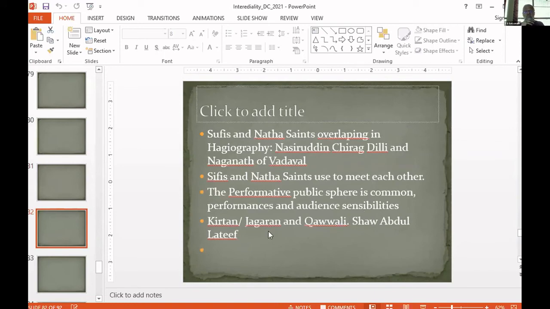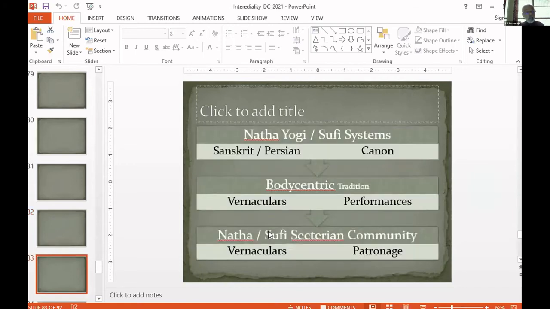We have Sufis and Natha sects overlapping in hagiography. For example, in Vadavar, in Maharashtra, Nasiruddin Shah Chirag Delhi and Naganatha are considered one and the same. Then you have Sufis and Nathas visiting each other. The performative public sphere is common. Performance and audience sensibilities are one and the same, for example, Kirtan, Jagaran, and Qawwali. I wanted to go to Shah Abdul Latif, but I will skip that. All of them put together actually provide a model of this type.